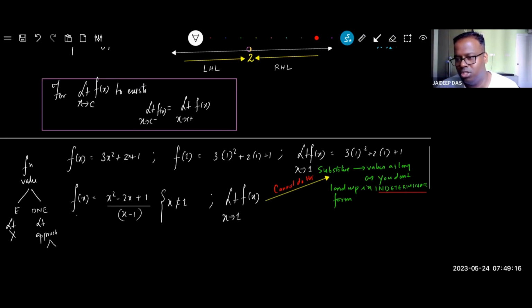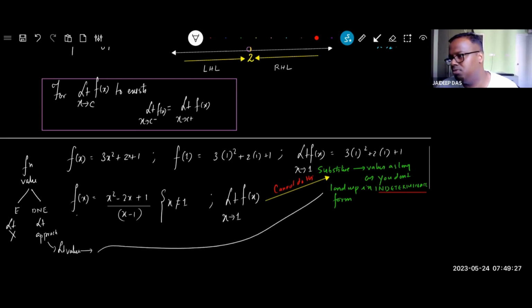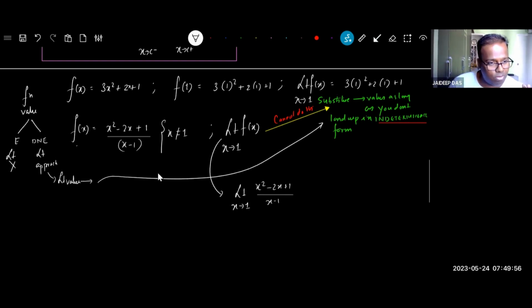Limit approach means you have to calculate the limiting value. How to calculate the limit value? By this formula: substitute, as long as you don't land up in indeterminate. If you land up in indeterminate, then you have a problem, which is what you are right now landing up in. If I ask you to find the limit as x tends to 1 of x squared minus 2x plus 1 divided by x minus 1, I'm stuck. I can't substitute, because it takes me to the indeterminate form. Are you understanding what I'm saying?